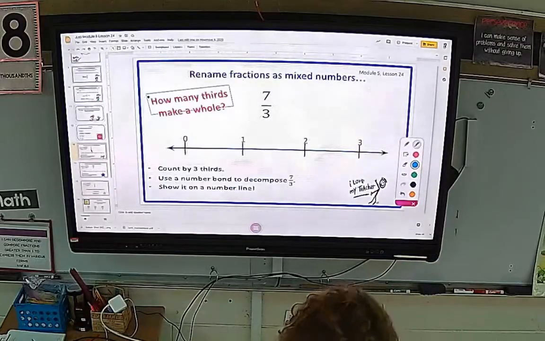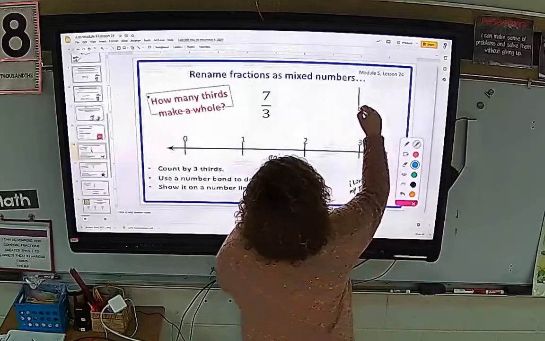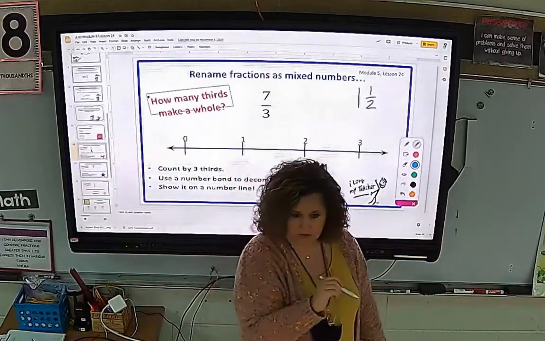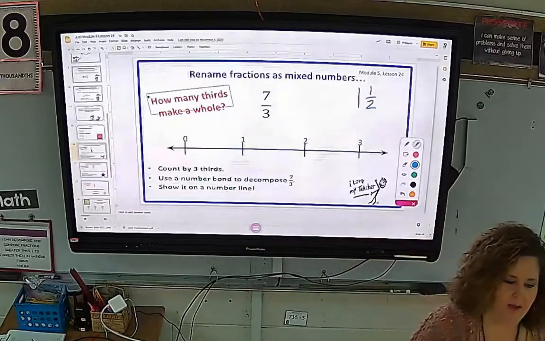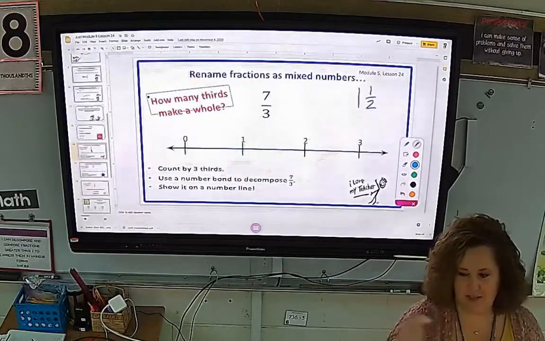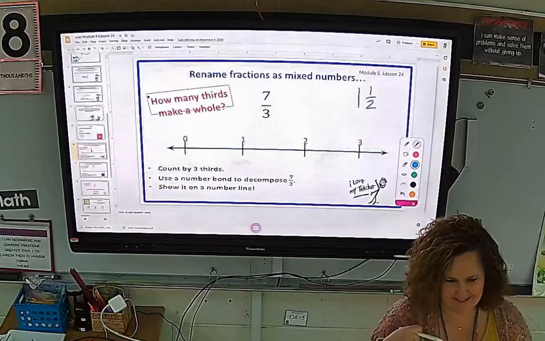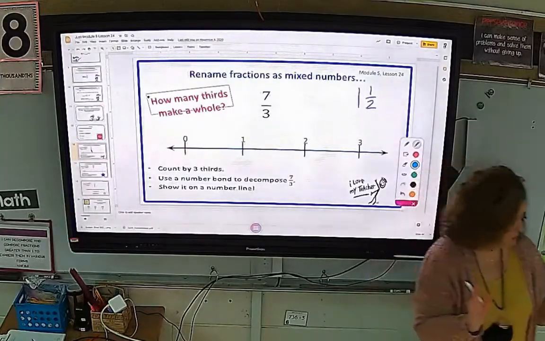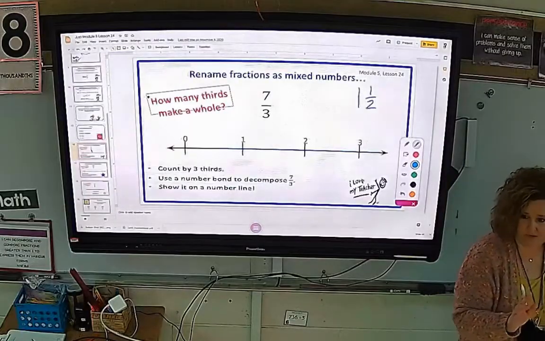And y'all have seen that before. You've seen things like 1.5, right? You've even said it before. How old are you? I'm 5.5. Those halves are important. Okay, you've even said that. So that means you're 5 whole years plus a little more. You're on your way to being 6 if you're 5.5.